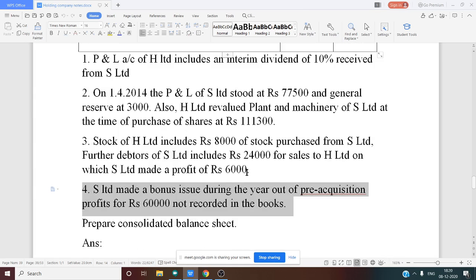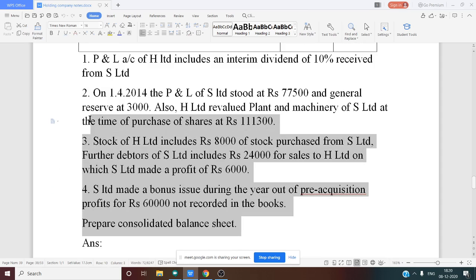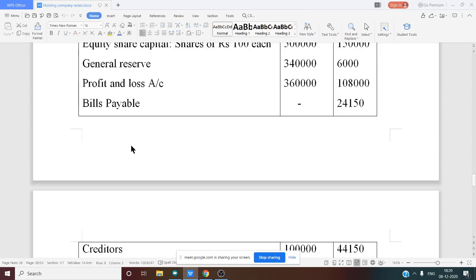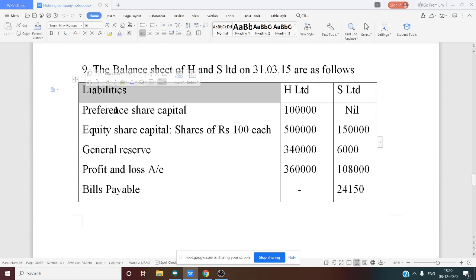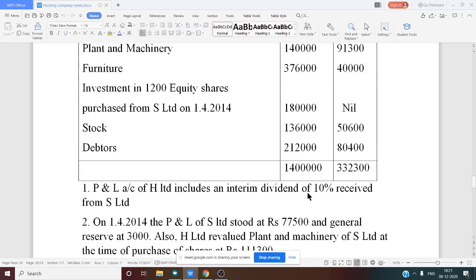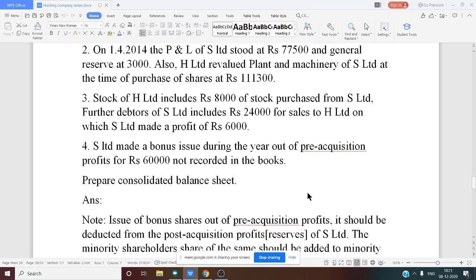Prepare a consolidated balance sheet. Yes. So this type of problem you can expect for 24 marks. Again, I am telling you, don't expect simple problems for the examination. Like this, they will ask all the adjustments. So now we have seen liabilities, assets and adjustments. Now one by one we have to discuss.